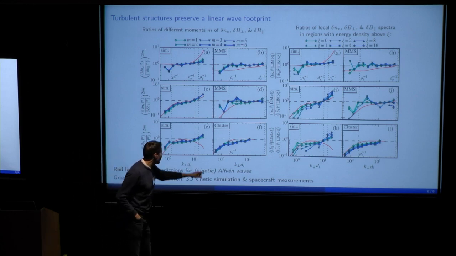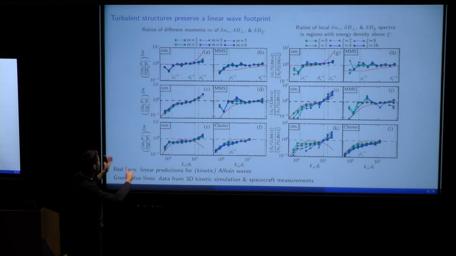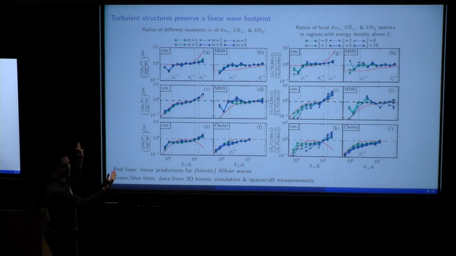Anyway, so here are the linear predictions for kinetic Alfvén waves, the red lines, and the kinetic range that we're mostly interested in is in between those vertical dotted lines in the picture. The first vertical dotted line is the ion kinetic scale, and the ones on the right are the electron kinetic scales. So we're interested in this range of scales.